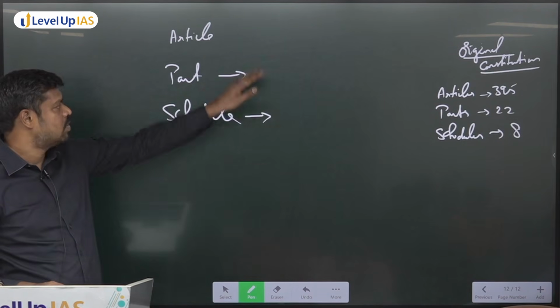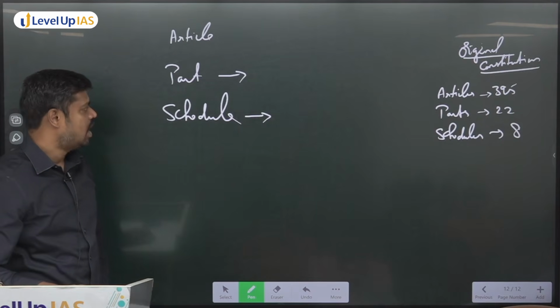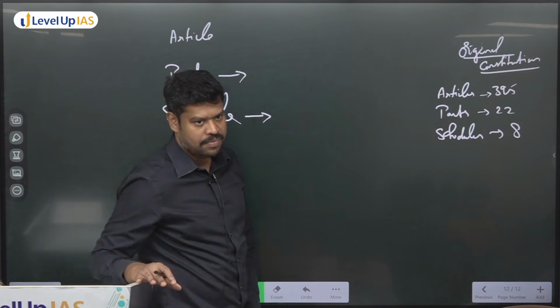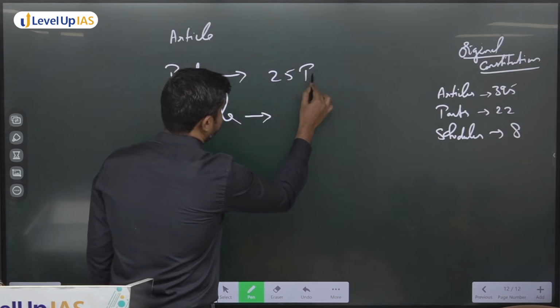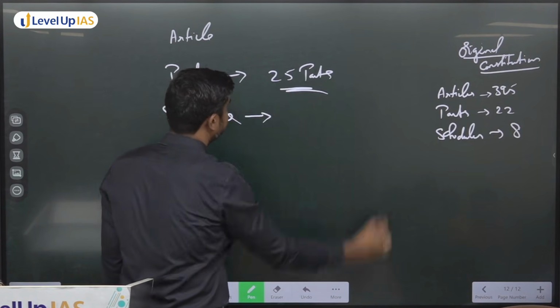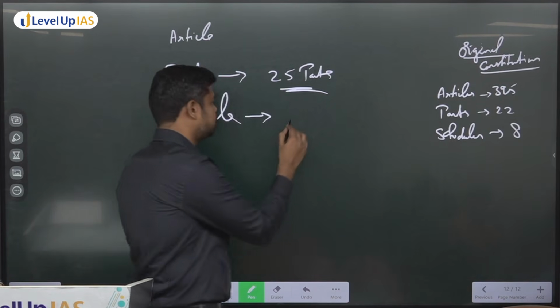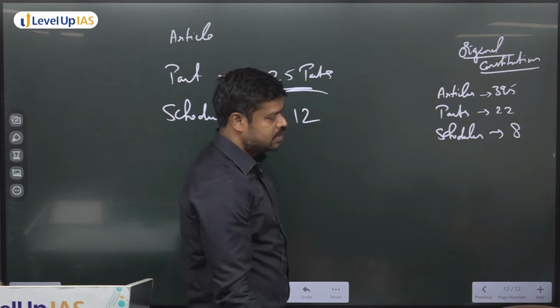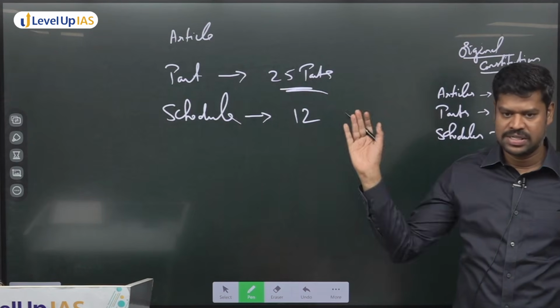Articles I wanted you to find out. Let me see who gives the answer, otherwise I'll give the answer tomorrow. How many parts are there? Today, there are 25 parts. And how many schedules are there? 12 schedules. As we proceed, we will have to understand all those things.